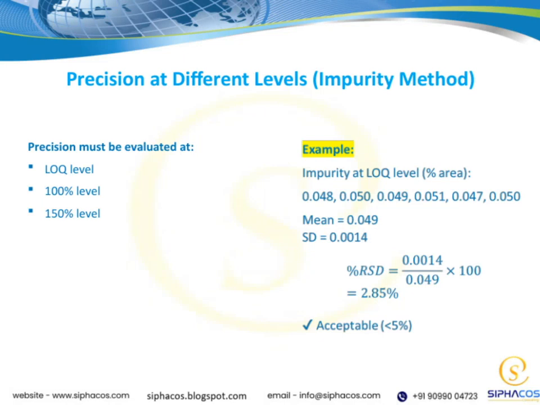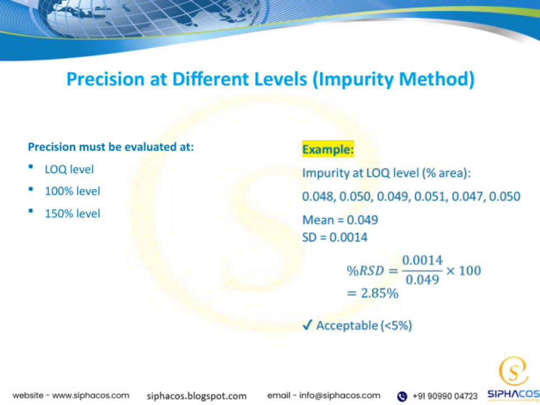Now, let's talk about precision at different levels when using the impurity method. It's important to evaluate precision not just at a single point, but across multiple levels to get a comprehensive understanding. We start with the LOQ level, which is the limit of quantification, and it's where our measurements are just reliable enough to be considered accurate.